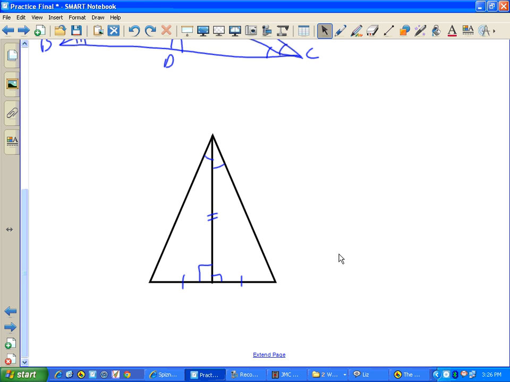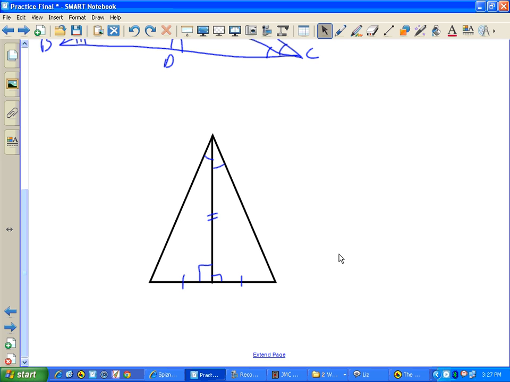For 16 and 18, we have an incenter. So 16, our incenter is G. It's equidistant from the sides of the triangle, and that distance is measured with a perpendicular segment from G to the side. So GF is 5. That means GE and GD are also 5. 18, PN and PO and PM are all the same length. So since PO is 8, so is PM.